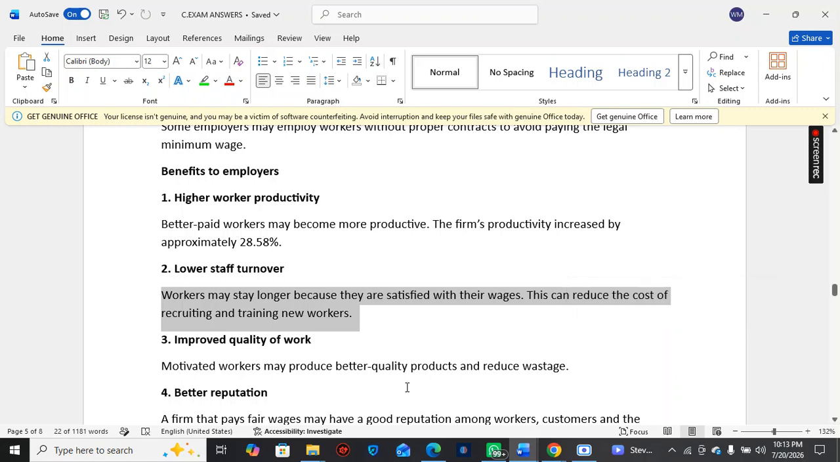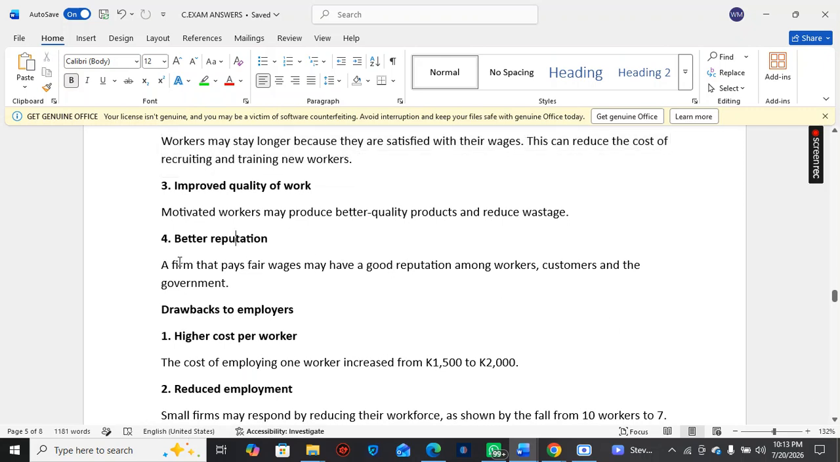Improved quality of work. So this goes with the motivated workers. Once they get motivated, they start being creative, start finding solutions. They become more active, solving problems, and the boss will benefit from that.